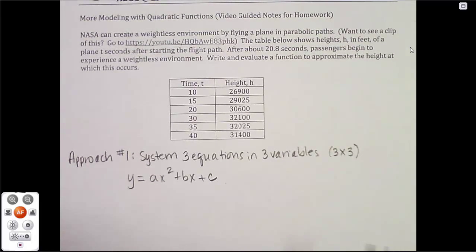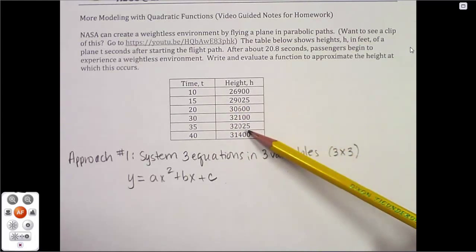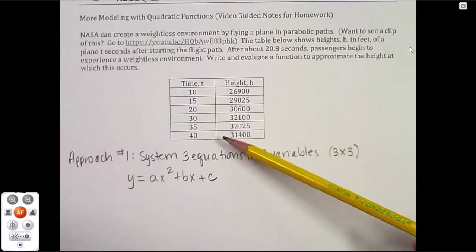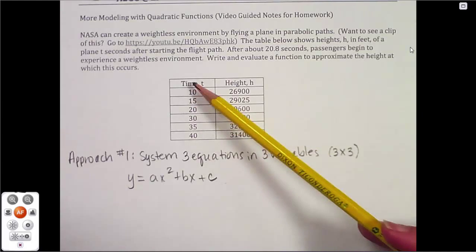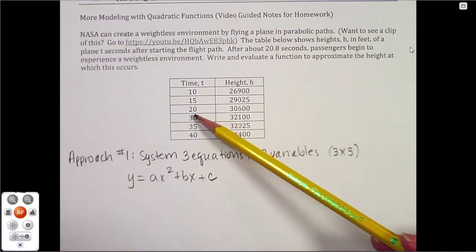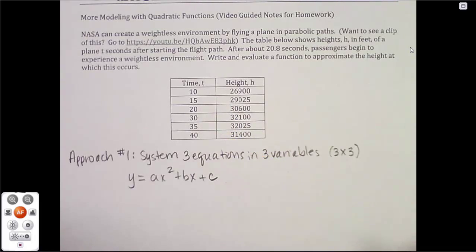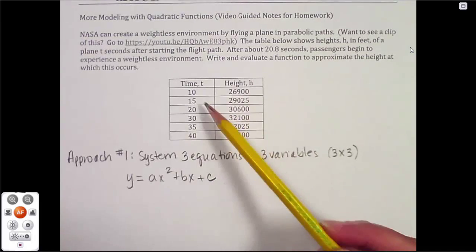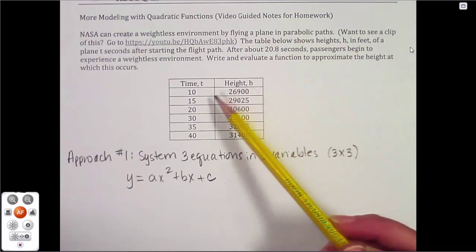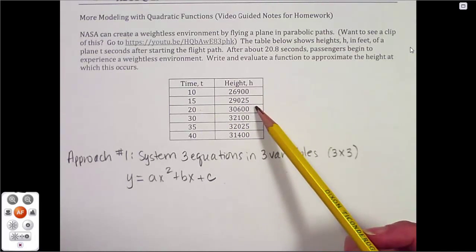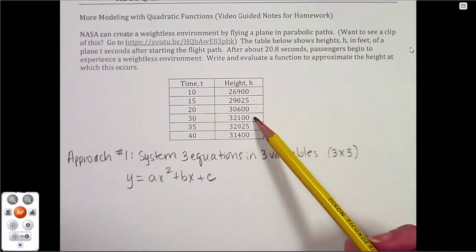You can choose any three pairs of numbers here. I like the ones that seem prettiest and smallest. So I'm going to take all the times that end in 0, so 10, 20, and 30, the three smallest times that end in 0. So the pairs are (10, 26,900), (20, 30,600), and (30, 32,100). We need to find our a, b, and c for those three points.